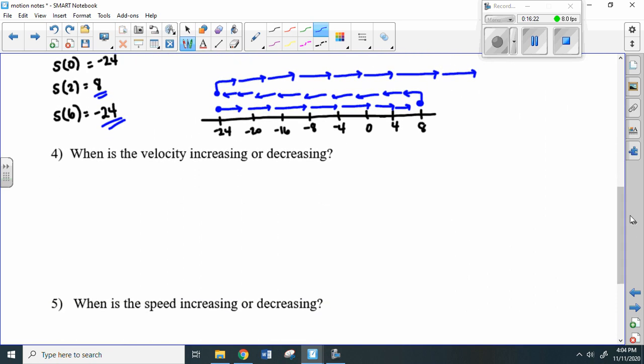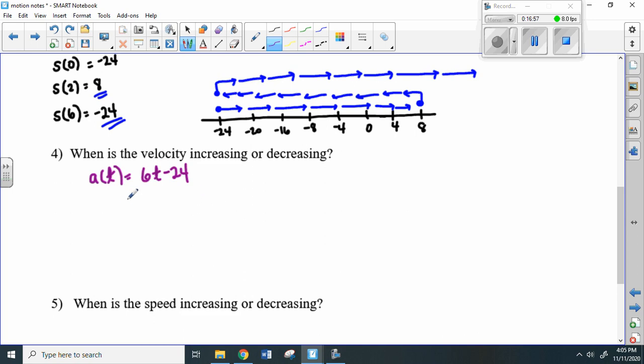When is the velocity increasing or decreasing? Well, if you'll remember, we just said on the previous slide that the sign of acceleration determines when velocity is increasing or decreasing, the sign of acceleration. So that means I need acceleration. And that is not a function I have found yet. I need to go back up, find my velocity, and take the derivative of it. Okay? And then I want to know the signs.